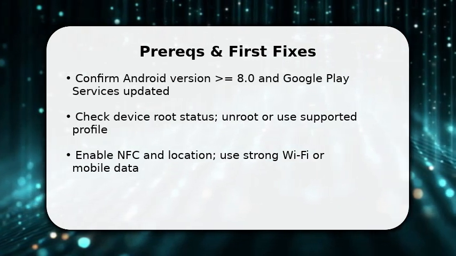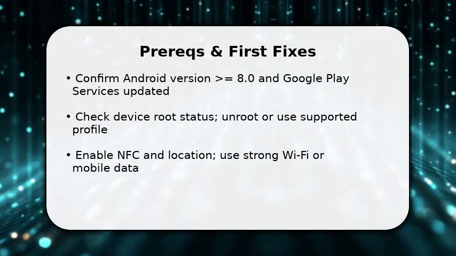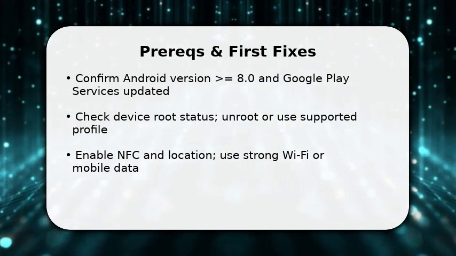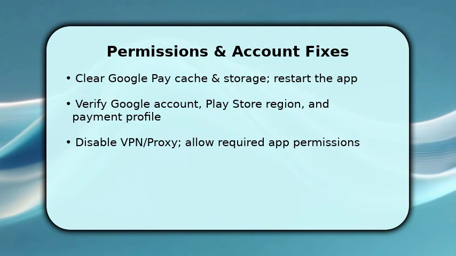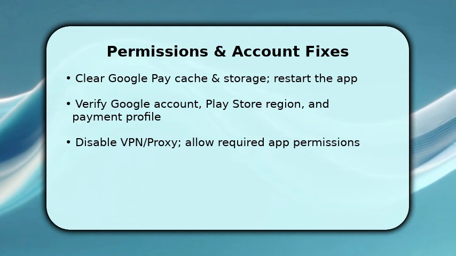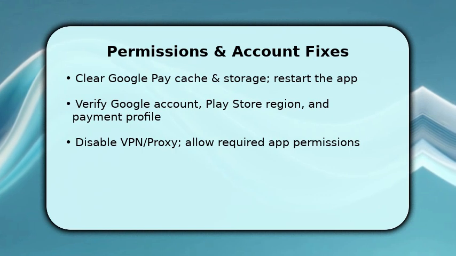Once done, enable NFC and location services and reconnect to a reliable Wi-Fi or mobile network. These are required for tap-to-pay and remote verification. Now you handle app and account level issues. Clear Google Pay cache and storage, then reopen the app to force a fresh setup. This removes stale tokens and configuration errors.